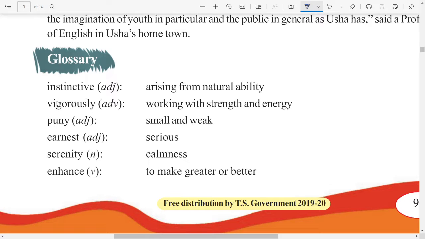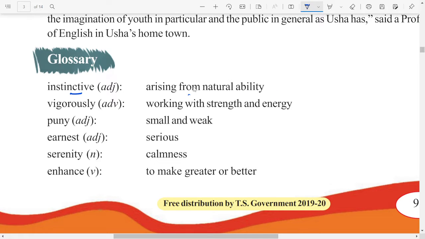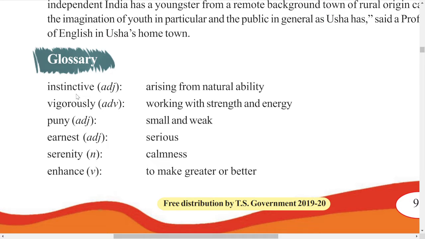Look at the first one, glossary. Instinctive. What do you mean by instinctive? Instinctive is something like a natural ability. Instinct is in the sense which comes by your own, natural behavior. Some people say we have this behavior since our birth. That is called instinct, which naturally comes. Here instinctive can be used as an adjective, and the meaning is arising from natural ability. Focus on this, natural ability.